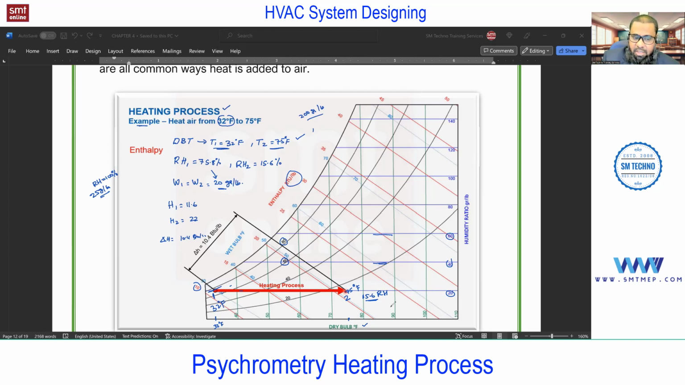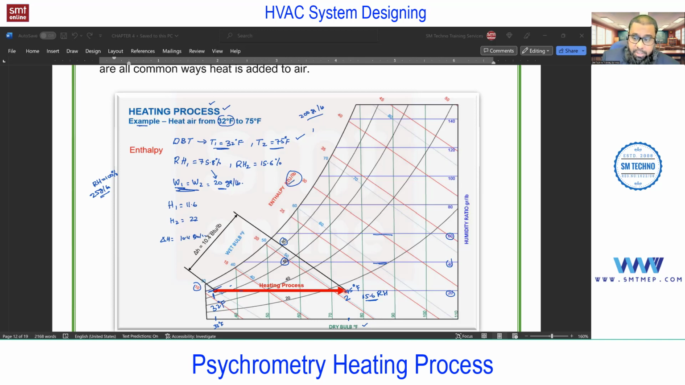So if you add this 10.4 BTU to the air at the temperature of 32 degree Fahrenheit, it can increase to 75 degree Fahrenheit without increasing the moisture. Moisture means the humidity, because the humidity ratio is the same. RH will decrease because the holding capacity decreases, we already discussed this. This is per pound of air, right? Yes, this is per pound. You see 10.4 BTU per pound.